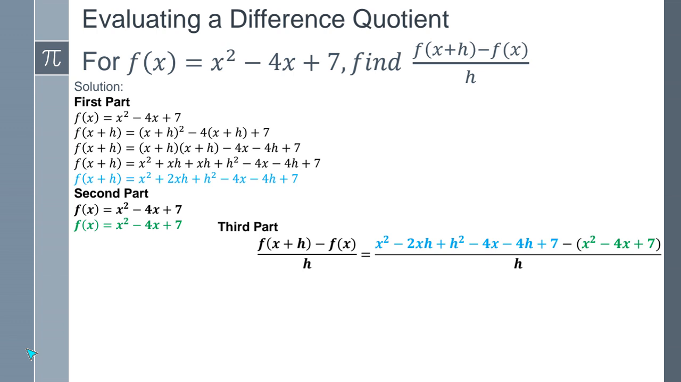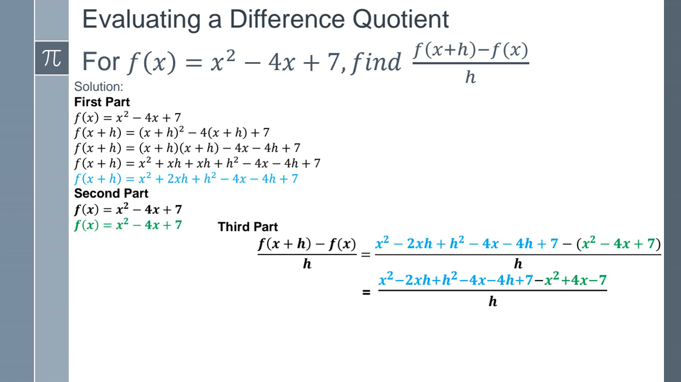And when I do that, a negative times a positive x squared gives me that negative x squared. A negative times a negative 4x gives me a positive 4x. And a negative times a positive 7 gives me a negative 7. Okay? All right, got rid of my parentheses.